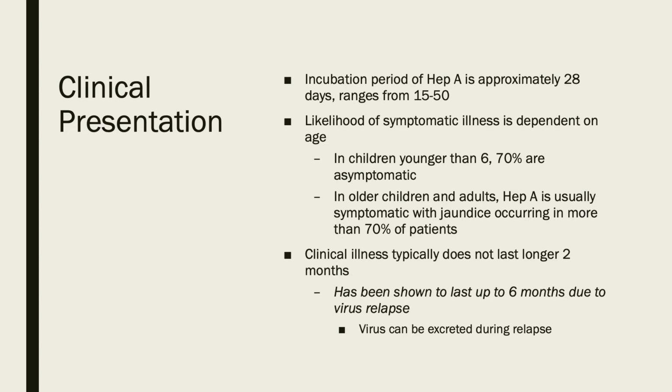So going into detail of clinical presentation, the incubation period of Hep A is approximately 28 days, but it can range from about 15 to 50 days. Likelihood of symptomatic illness is dependent on age. So, this is the big thing. In children younger than 6, 70% are asymptomatic. However, in older children and adults, Hep A is usually symptomatic with jaundice occurring in more than 70% of patients. Clinical illness typically does not last longer than 2 months, but it has been shown to last up to 6 months due to virus relapse, which we'll cover in a little bit. Virus can be excreted during that relapse portion of time.